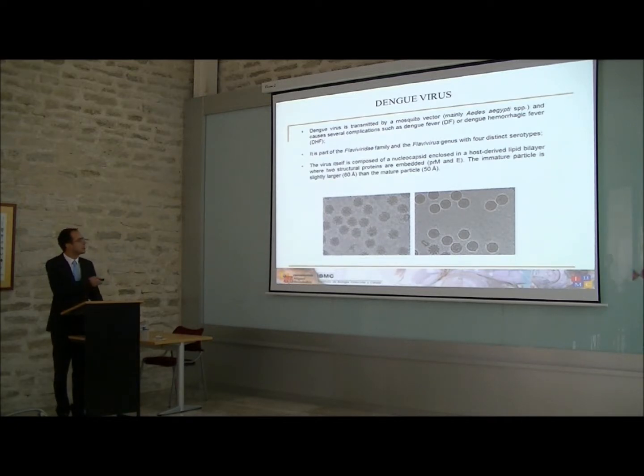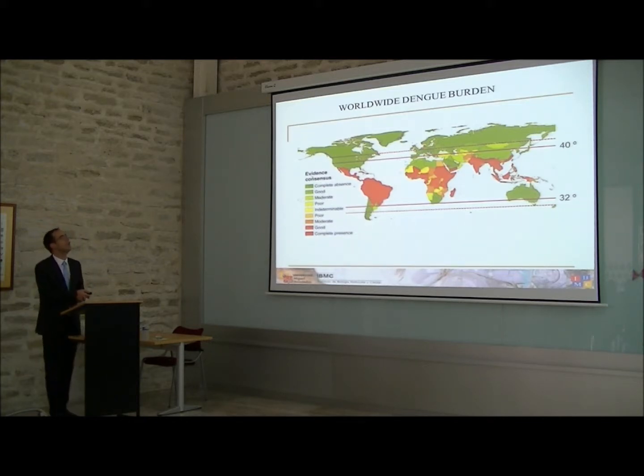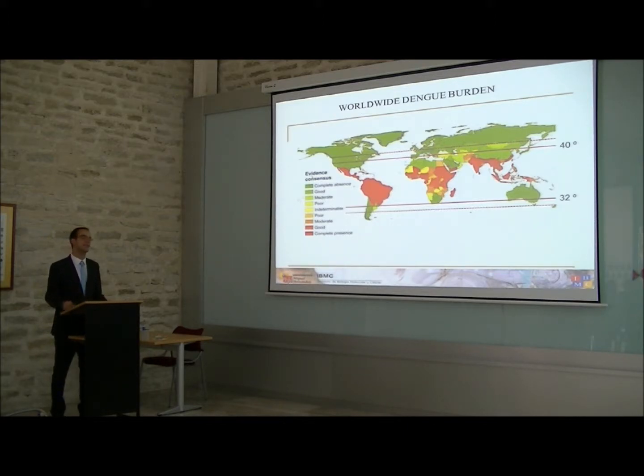The immature particle here on the left is slightly larger than the mature particle on the right, and it has a characteristic spiky conformation. It is a serious public health problem. It is endemic to the tropics and subtropics regions from 40 degrees north to 32 degrees south, and recently some cases have been reported in Madeira, Portugal, Nice, France, and a peninsula in Croatia, thus increasing the risk or the severity and the need to address a cure for this virus.